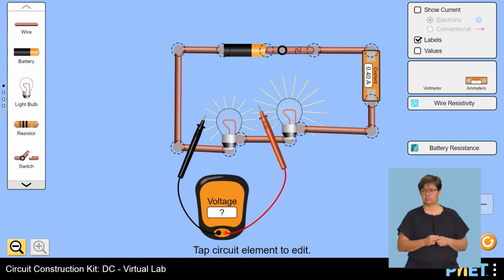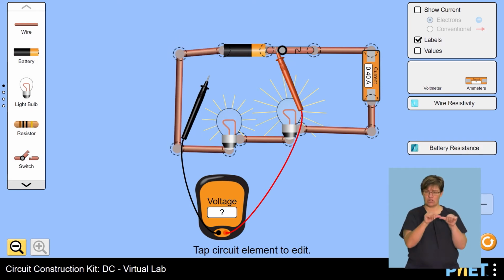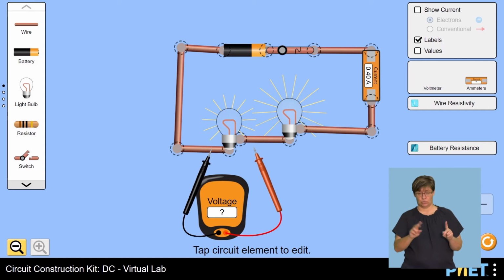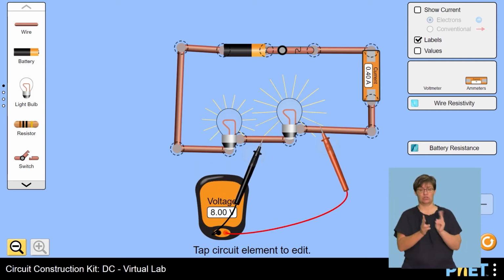Let's measure the voltage across the source. The voltage across the source says it's 12 volts. Now, the 12 volts is split between R1 and R2. R1 in this case is 4 volts. So if we say 4 plus the 8, it gives us the 12 volts. This is what we meant when we said that voltage is divided, but the current that flows through each of the two resistors is the same.